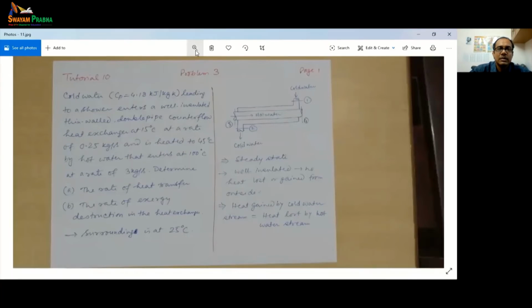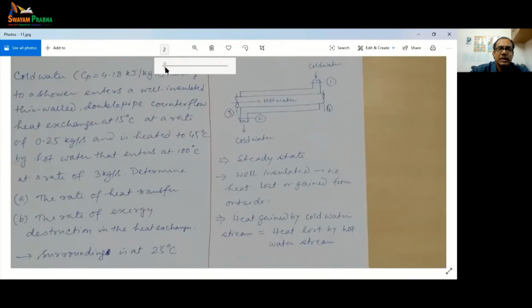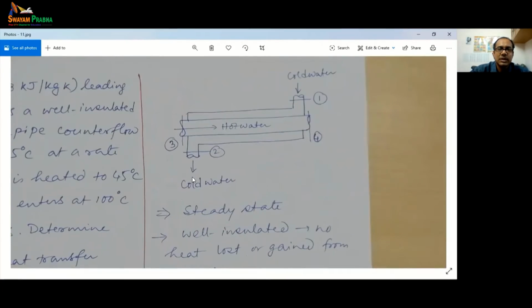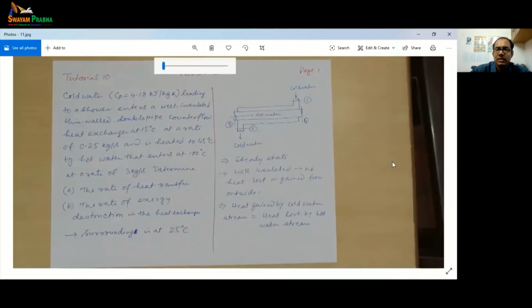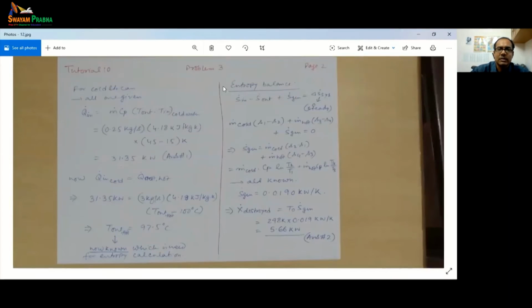Okay, so if we look at the schematic diagram, here you see that the cold water inlet is given to be state 1 and cold water outlet is given the name 2. Okay, now for the hot water, the inlet is 3, outlet is 4. Okay, these are the nomenclature we are using, and the same we are using in the equation.